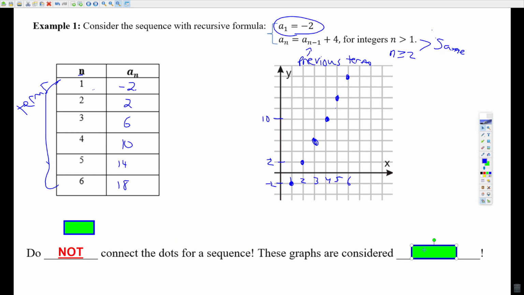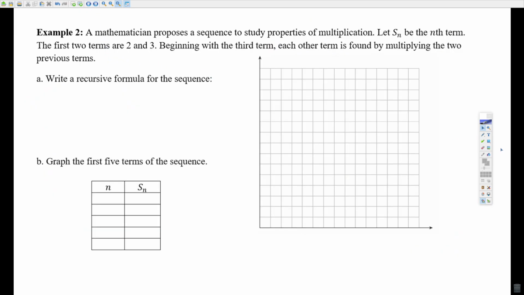These graphs are considered, which we learned a while ago, the words between continuous, and which is not this one, and discrete. This is discrete. So just remember that you're not going to connect the dots for all of these.